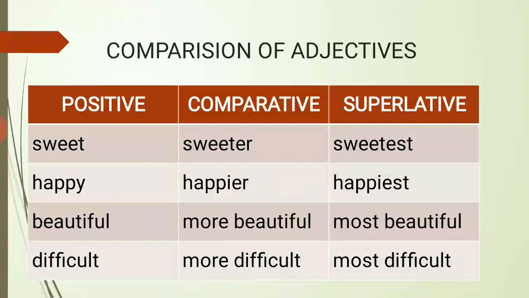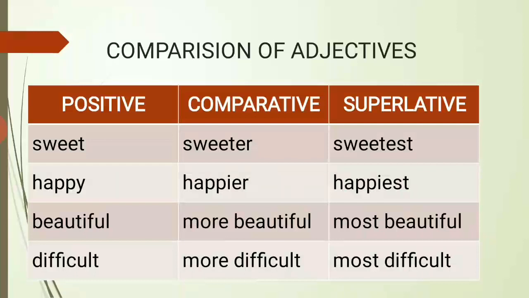Last but not the least, we have comparison of adjectives. Now, of course, this brings to your mind the question, what is comparison of adjectives? Adjectives actually change in form to show comparison. So these forms are called degrees of comparison. There are 3 degrees of comparison: positive degree, comparative degree and superlative degree. Of course, the positive degree of an adjective is the simplest form of the adjective and there is no comparison made in this degree. Sweet, happy, beautiful, difficult, it will be used as the main form of the word.